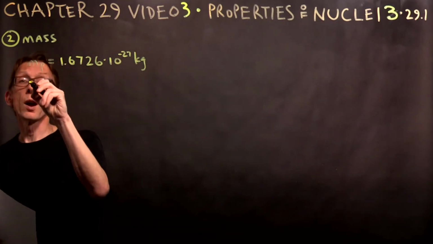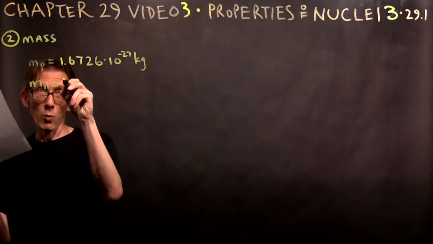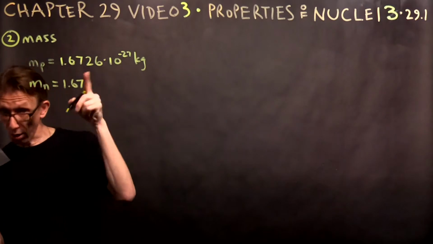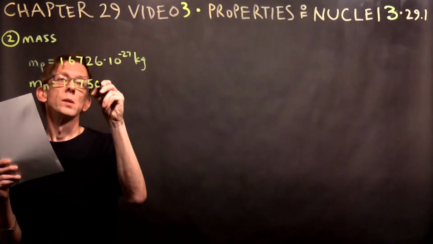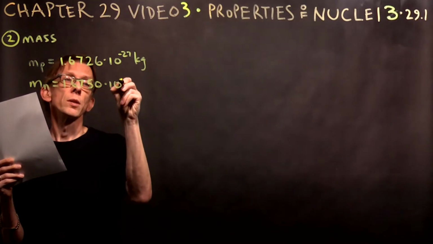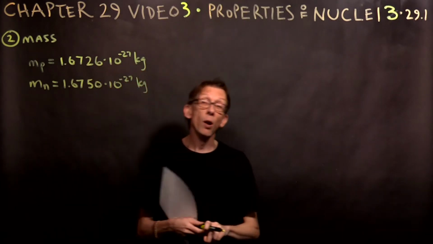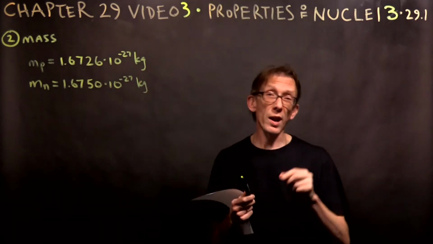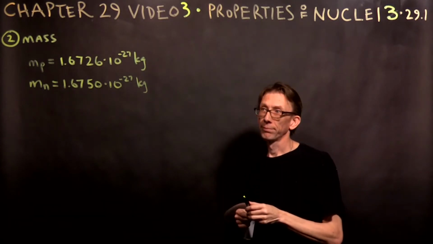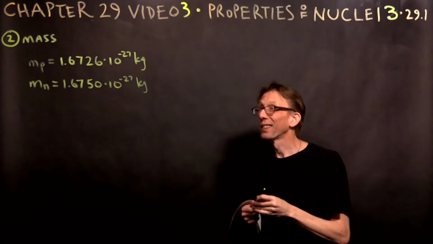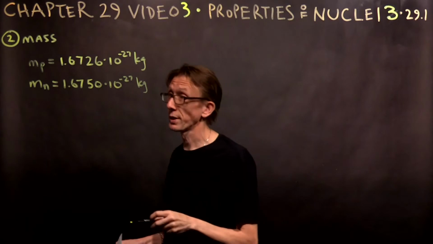The mass of the neutron is close, but not quite the same. Mass of the neutron, 1.67 so far the same, but now 50 times 10 to the negative 27 kilograms. So they're both small, but the neutron is just a little bit heavier, by a fraction of a percent. Okay, but it's there and it's important, as we'll see.